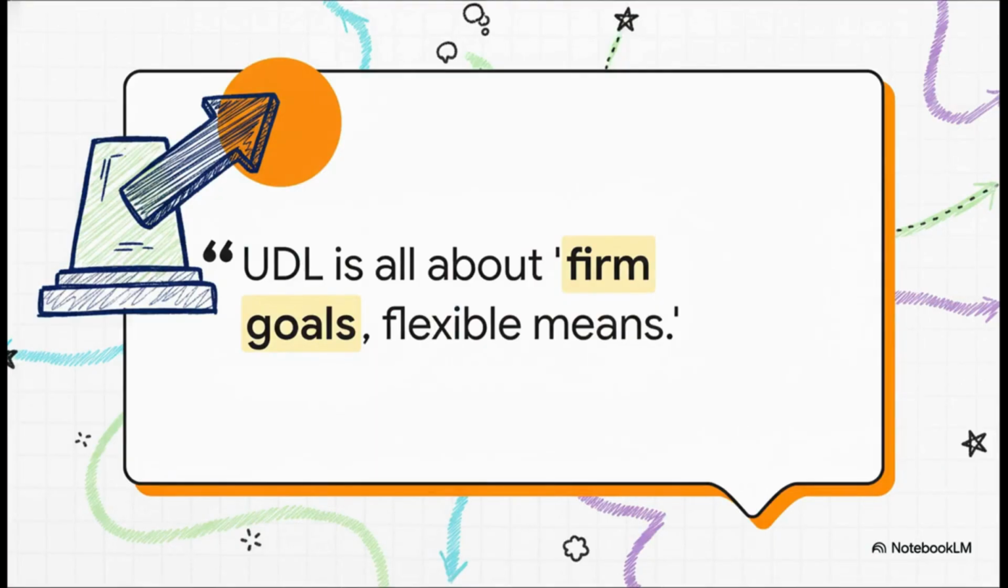Before we take that first step, there's a core philosophy you absolutely have to understand. UDL is all about firm goals, flexible means. What does that mean? It means the destination, what students need to learn, is set in stone. It's firm. But the paths they can take to get to that destination, those are super flexible.